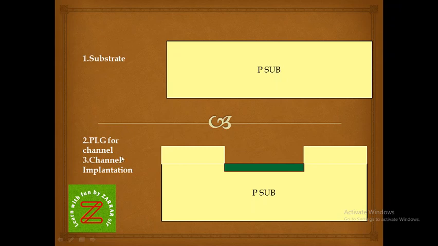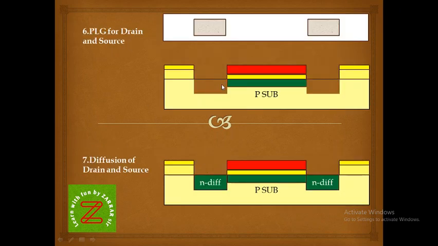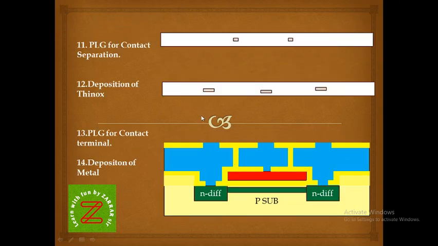I'll repeat the steps. One is substrate, PLG for channel, deposition of Thinox, deposition of polysilicon. Now again PLG for drain and source, diffusion for drain and source, deposition of Thinox. So this is my Thinox. PLG for contact cut, and this is my contact cut. After this step I have created space over here, which is called PLG for contact cut. Now deposition of metal. Now I need to separate these two, and if I need to create space, it is PLG for contact separation, then deposition of Thinox. See, PLG for contact separation, deposition of Thinox, PLG for contact terminal. So I need to create space again after Thinox completes the whole layer, so I need to separate. So PLG for contact terminal, and finally deposition of metal. So these are the steps for fabrication of depletion MOSFET.